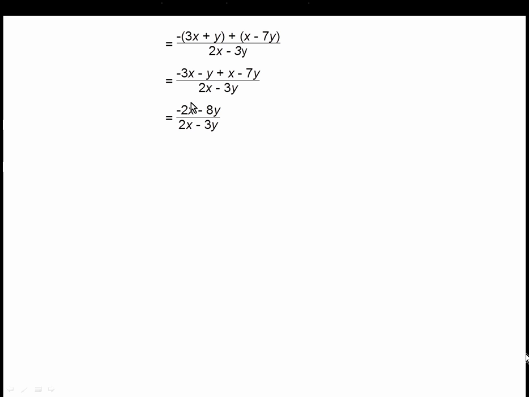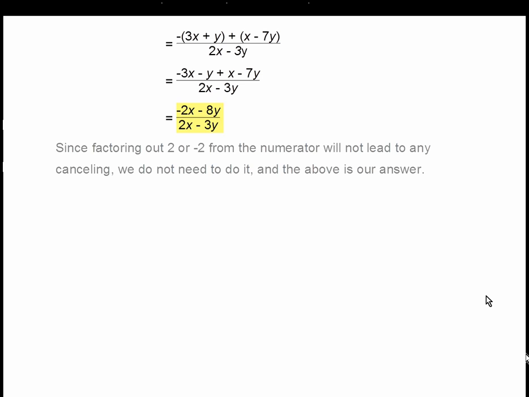Now again, remember, these two x's cannot cancel because I have these minus signs outside parentheses. Remember, if you didn't factor, chances are you can't cancel. If you have plus or minus signs outside parentheses, except for possibly a leading minus sign, you cannot cancel. A leading minus sign would actually be a minus sign in front of the fraction, which we don't have. So factoring out 2 or negative 2 doesn't lead to any canceling, so I just leave it alone.